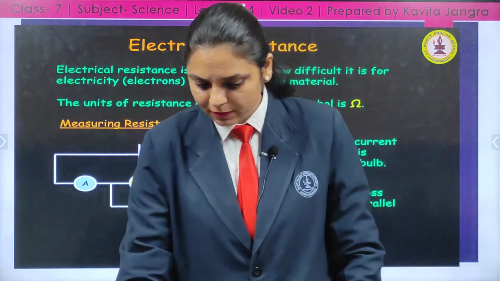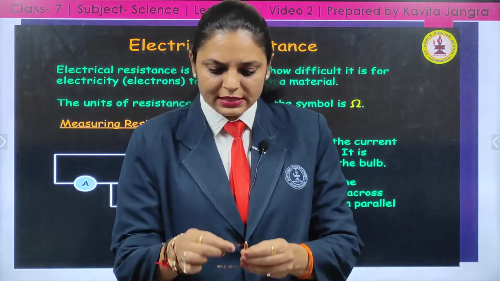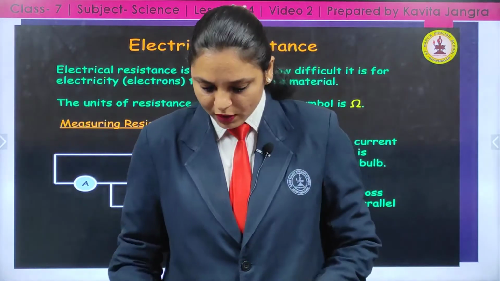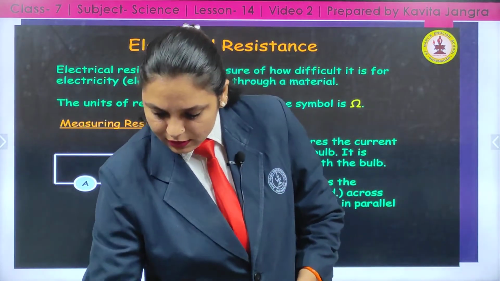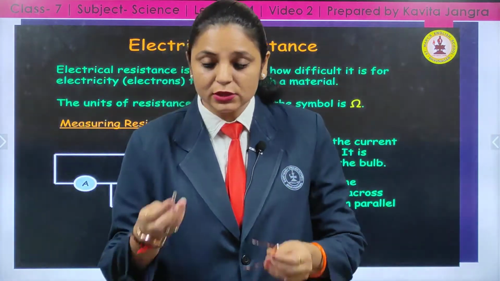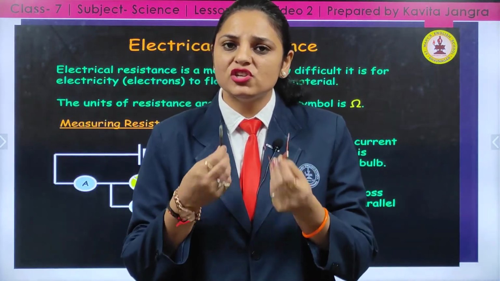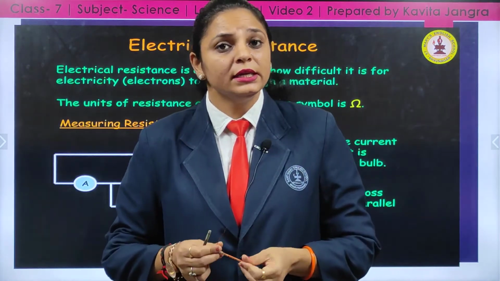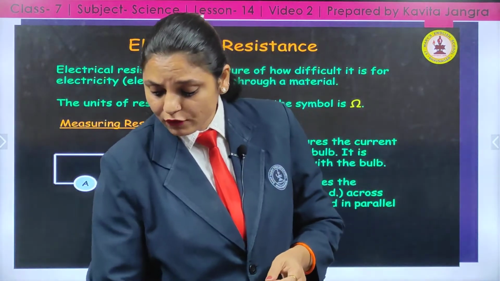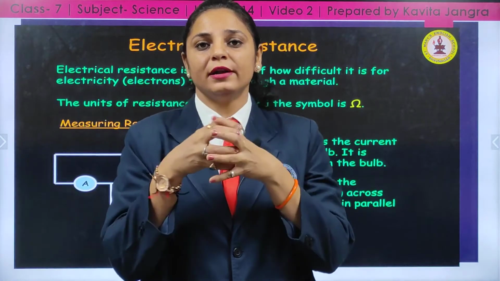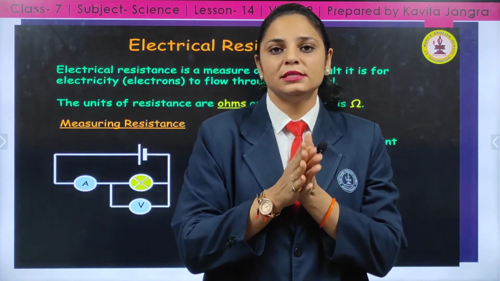So resistance. Likewise, if I take a thin wire this way, or I take different metal objects this way, and I want to pass the current through these, do you think there is a variation in the flow of the current? Yes, there is. And such opposition to the flow of current is known as resistance.